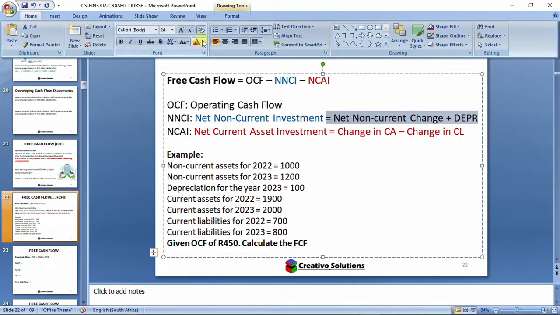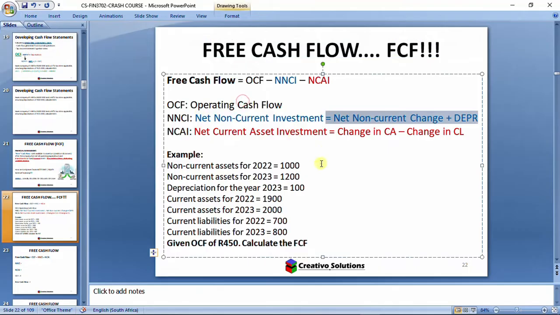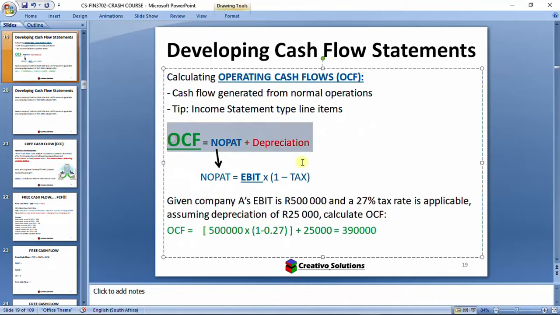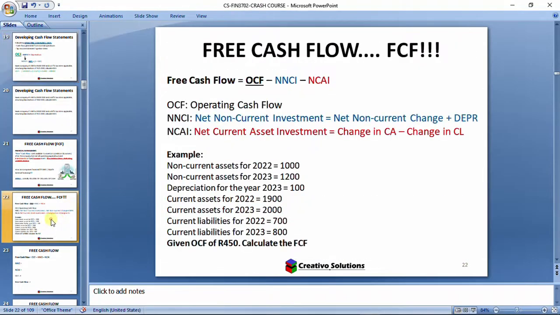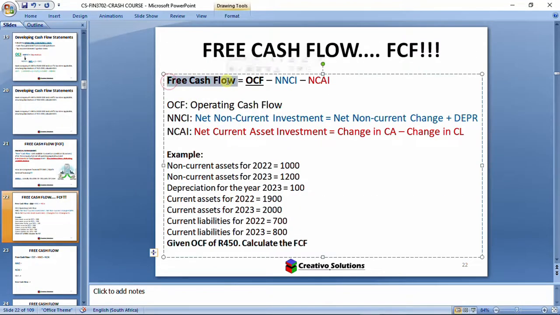It's quite a long working because you have these different components. Remember OCF can be calculated separately. You just looked at it. There's the OCF formula. Do you see it? This formula is going to be used as part of the free cash flow calculation because I need OCF first.